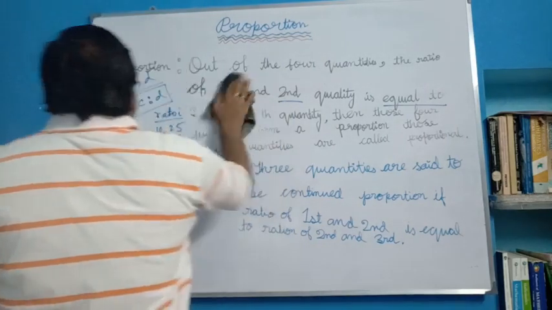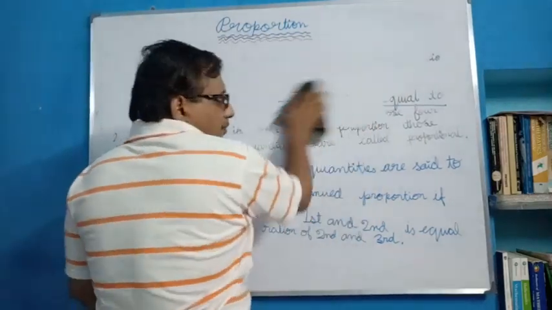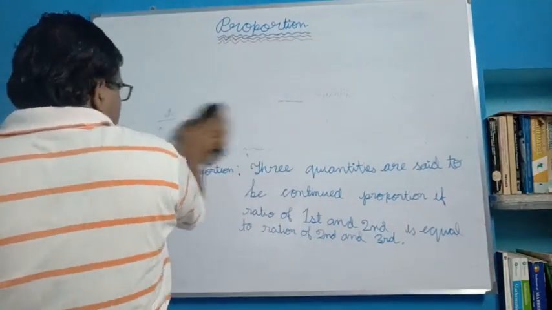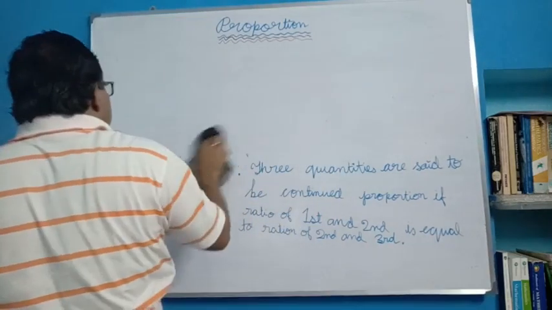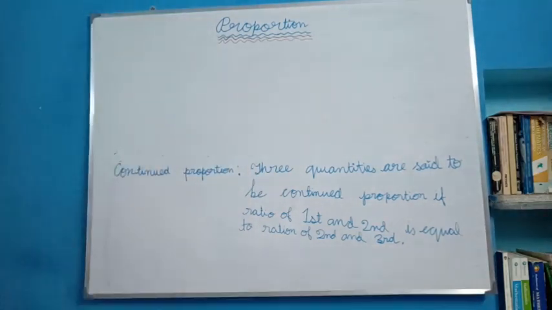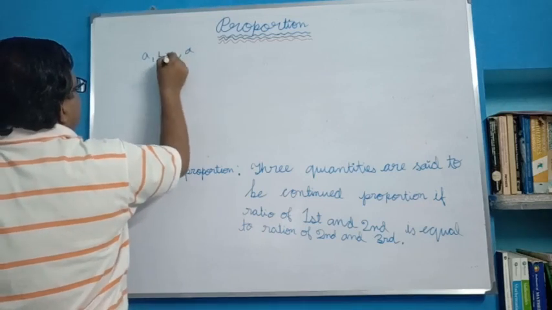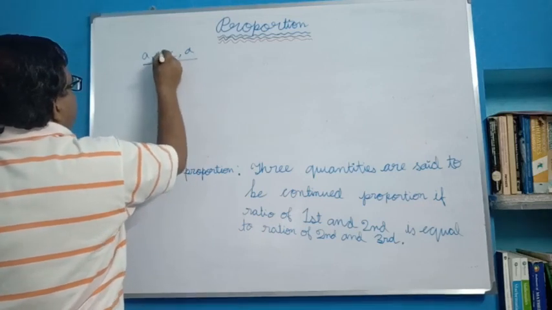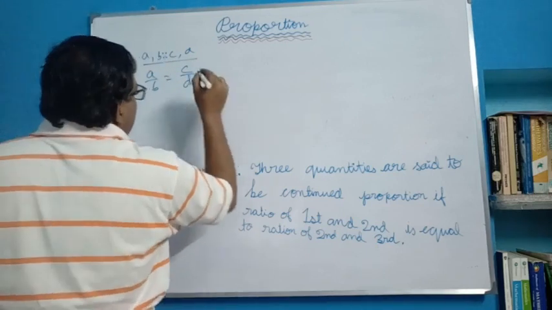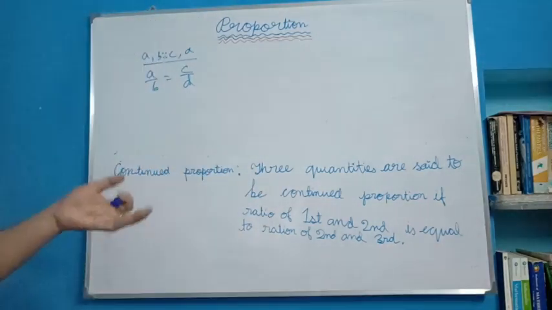Or in another way, we can also determine whether A, B, C, D are in proportion or not. If we take four quantities A, B, C and D, and these are in proportion, that means A by B is equal to C by D by our definition.